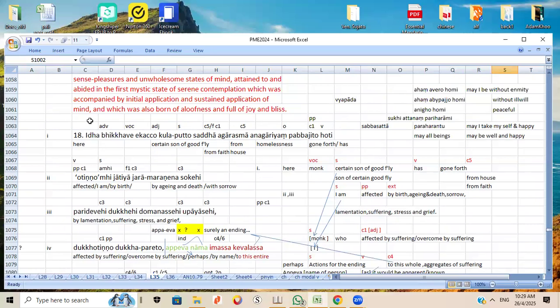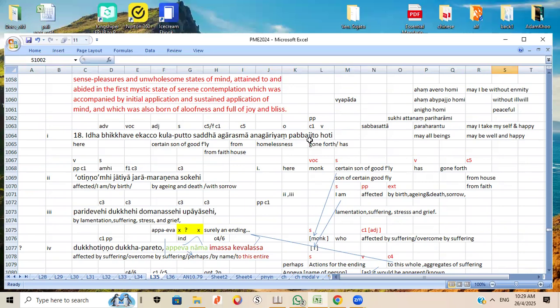Here, this is adverb. So adverb, this is number one. Here, vocative mark. Certain son of a good family. Okay, up to here, up to there. Okay, can you see? So this is the verb. The verb. So the verb is either is or a verb to be. So in this, can you see has?